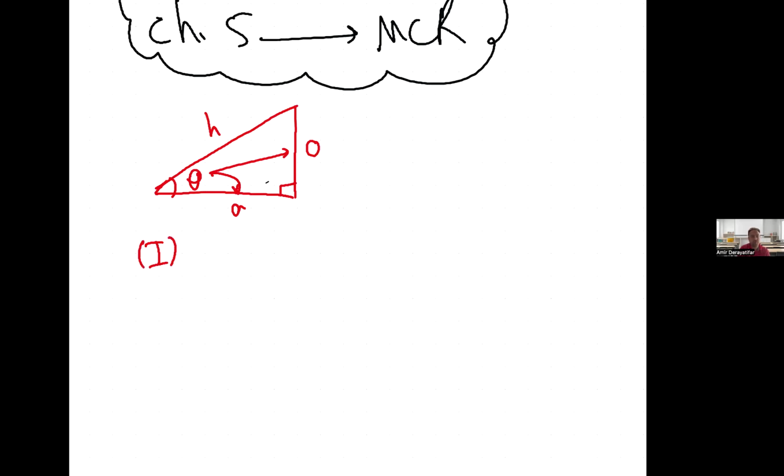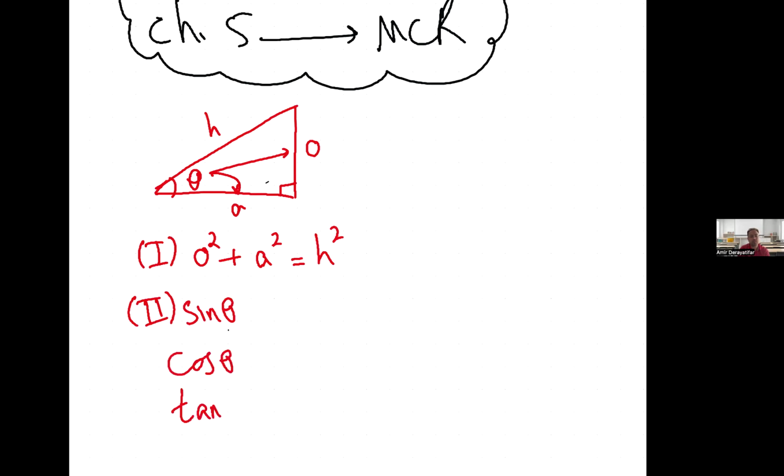One is the Pythagorean theorem, which says the sum of the squares of the legs of a right angle triangle equals the hypotenuse squared. Number two, we can talk about SOHCAHTOA: sine, cosine, and tangent, which are technically the three trig ratios pertaining to a right angle triangle. Sine is opposite over hypotenuse, cosine is adjacent over hypotenuse, and tangent is opposite over adjacent.